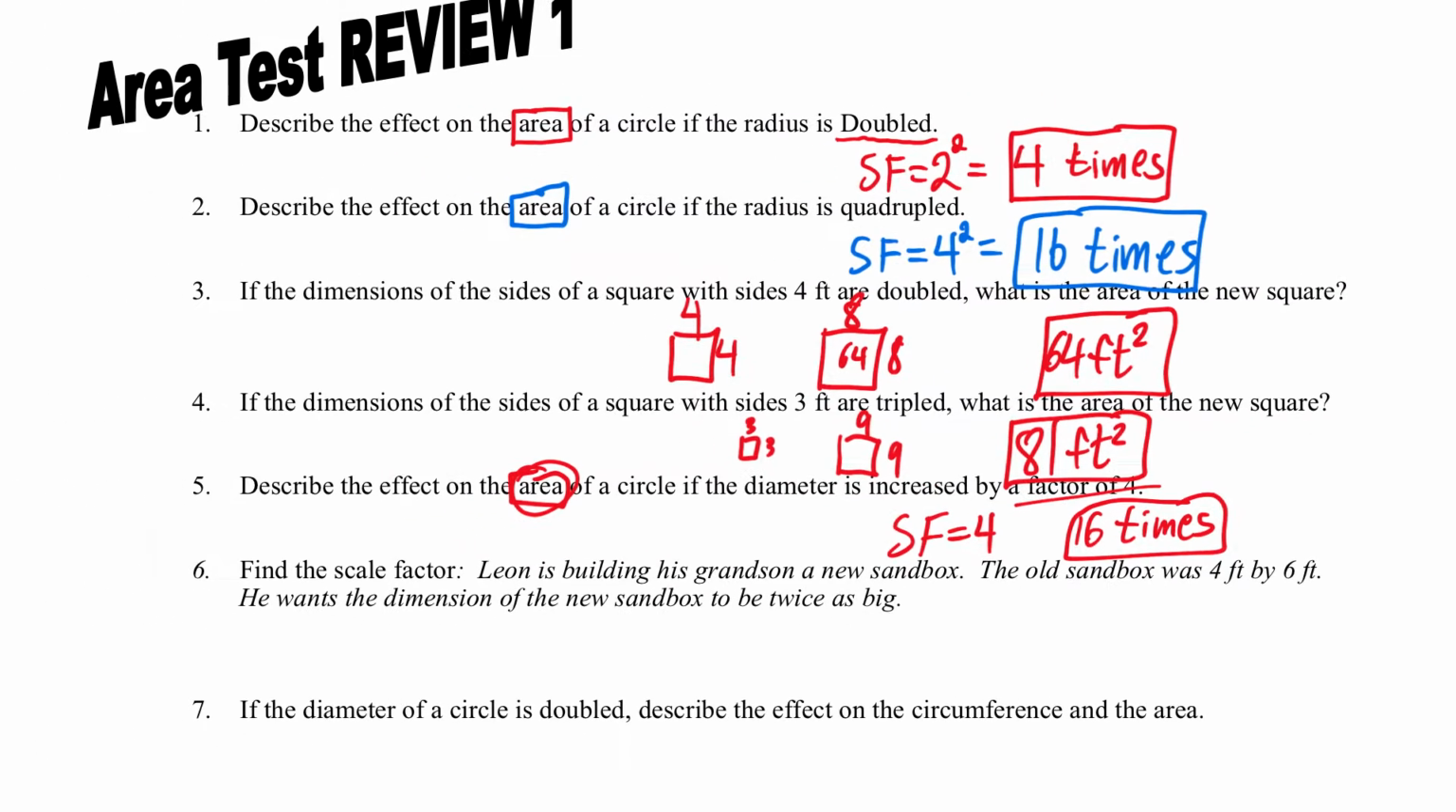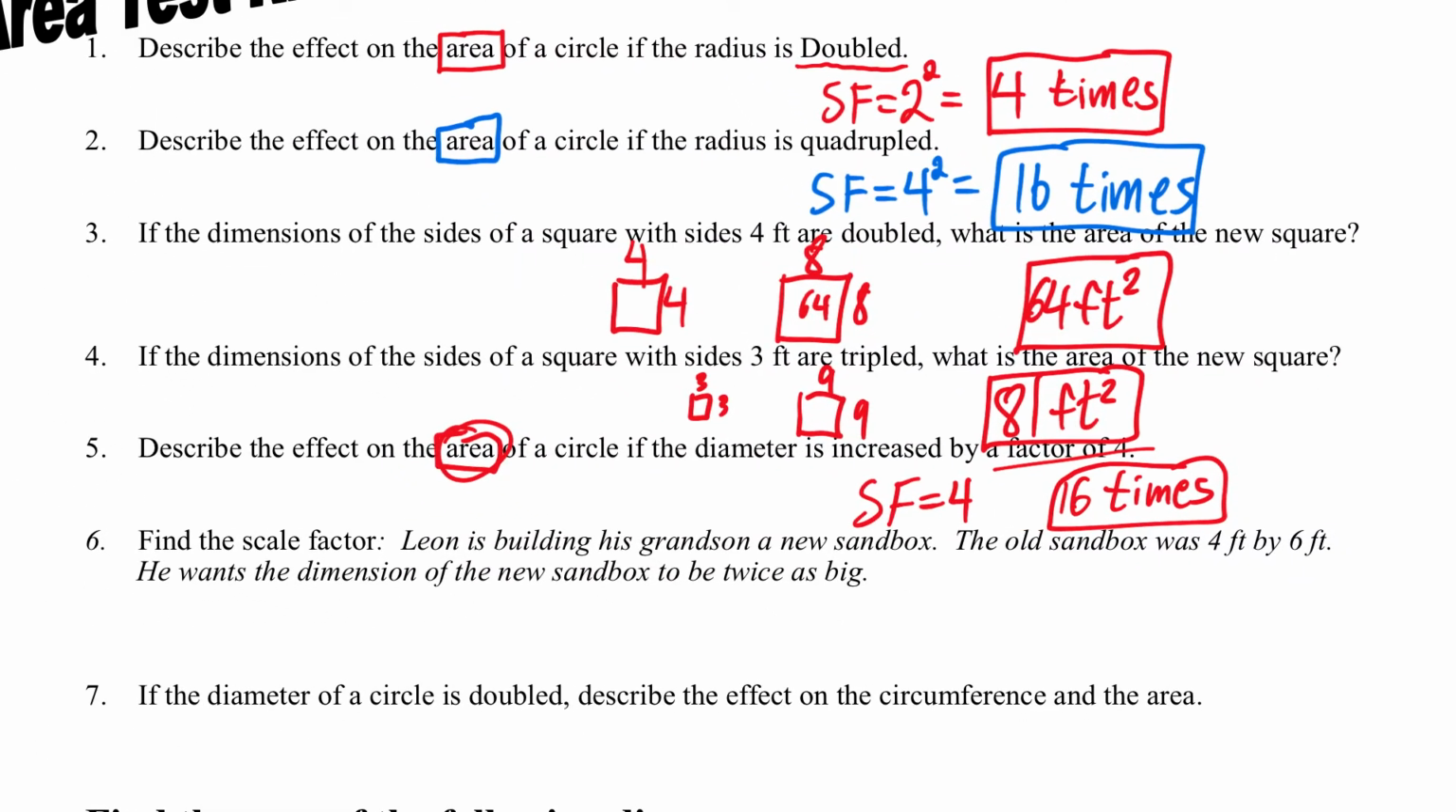Okay. Next one says, find the scale factor. So Leon's building his grandson a new sandbox. The old sandbox was 4x6. He wants the dimensions of the new sandbox to be twice as big. What's the scale factor? 2. Yep. Twice is the key word there. It's just 2.